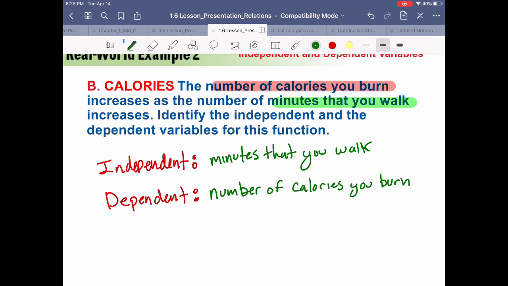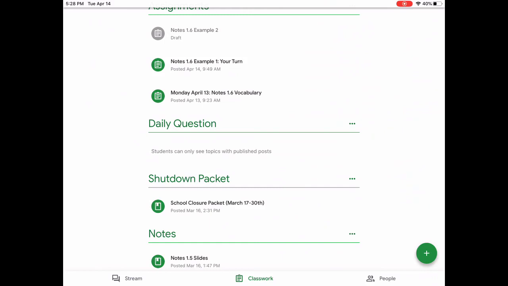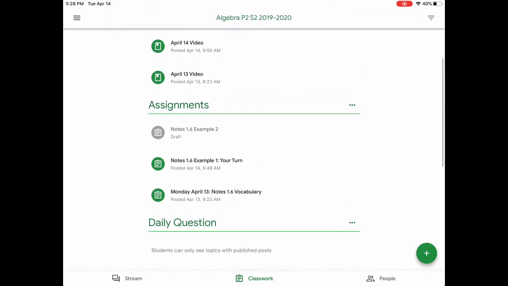Once you have watched this video, you're going to go to Google Classroom. I'm going to open the app. Once you go to Google Classroom, you're going to go to the assignments, and then you're going to look for the one on the top in that category, which says Notes 1.6 Example 2. Once you type your answers, turn it in. I'll check it, and that's it for today.